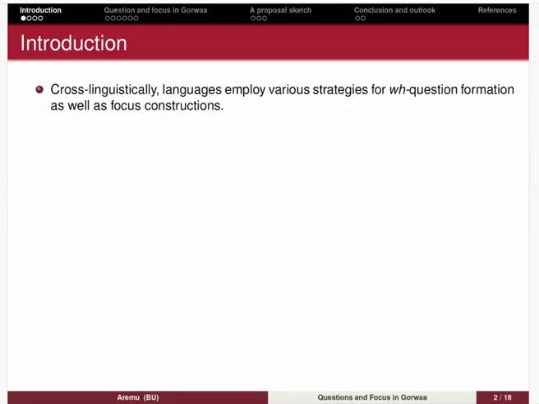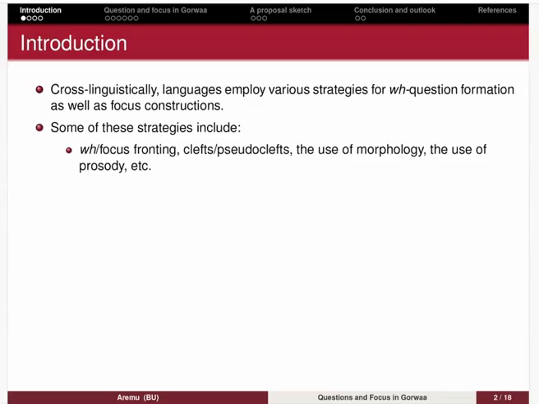Cross-linguistically, languages employ different strategies for WH question formation as well as focus construction itself. Some of these strategies include WH or focus fronting, cleft or pseudo-cleft use, the use of morphology, and this is very prevalent in West African languages. So a lot of focus markers and even question particles. Also, the use of prosody is another strategy that languages use in marking WH questions or even focus. And prosody is more used in European or Indo-European languages like English or German, right?